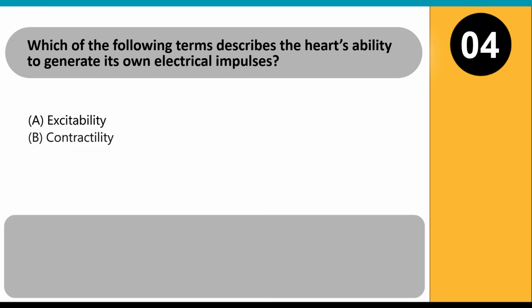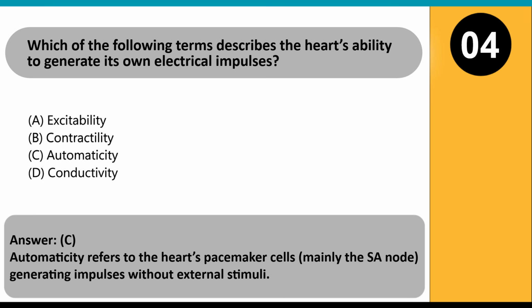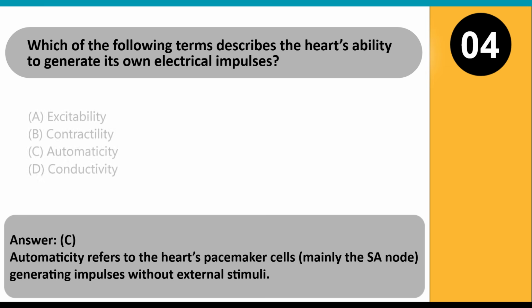Which of the following terms describes the heart's ability to generate its own electrical impulses? A. Excitability. B. Contractility. C. Automaticity. D. Conductivity. Answer: C. Automaticity refers to the heart's pacemaker cells, mainly the SA node, generating impulses without external stimuli.